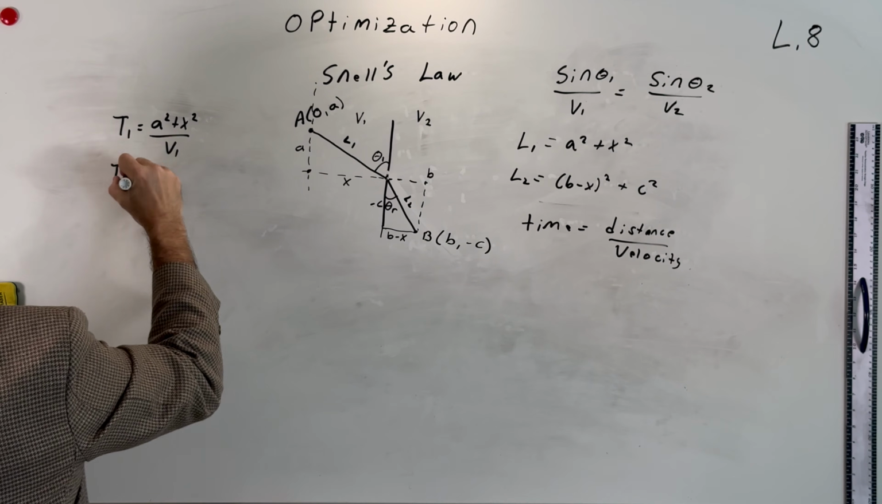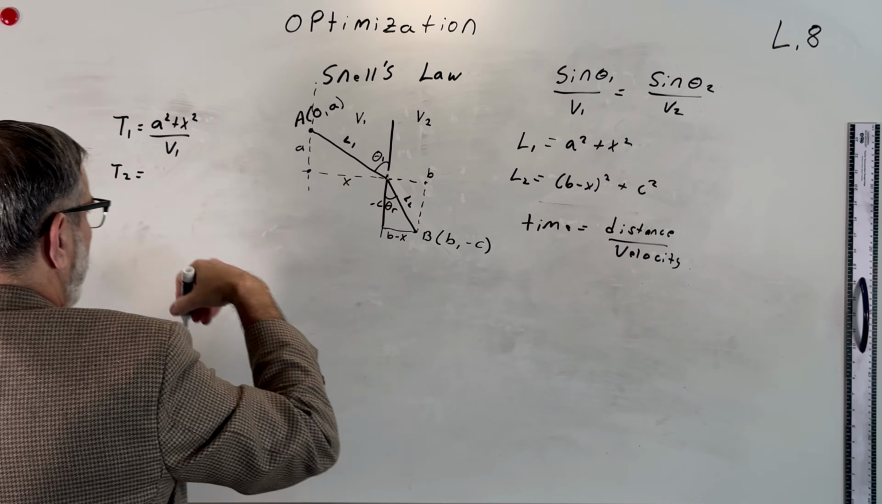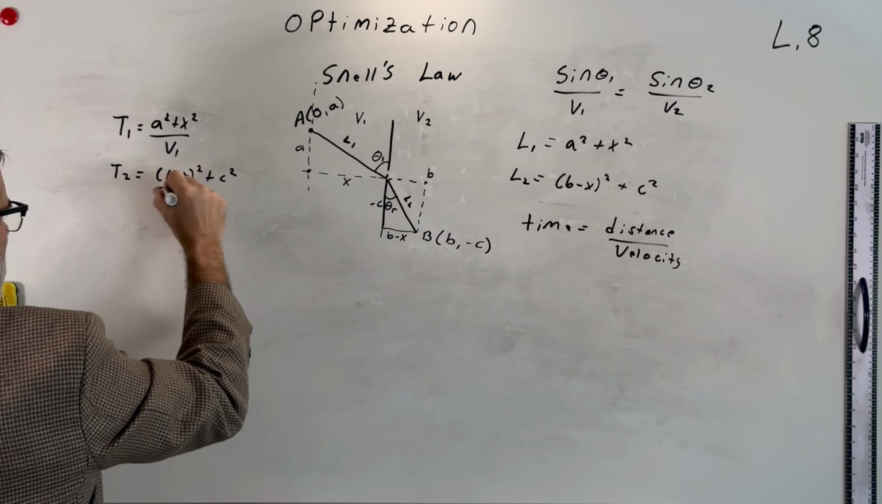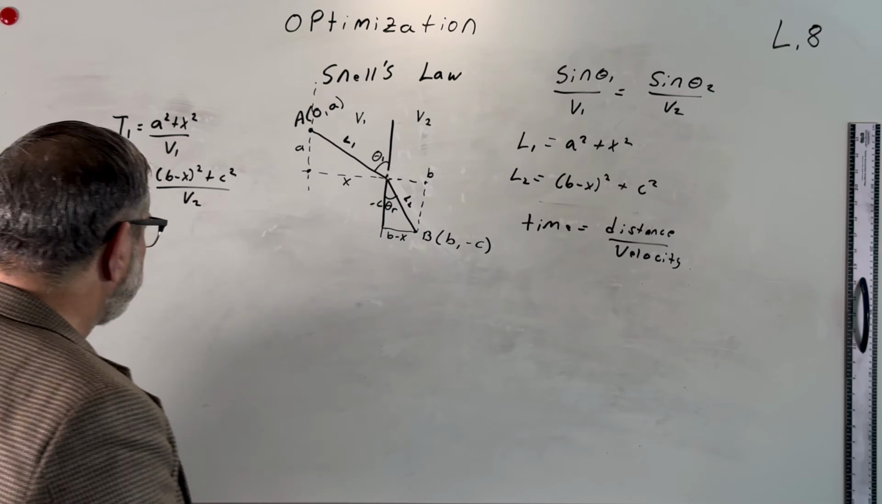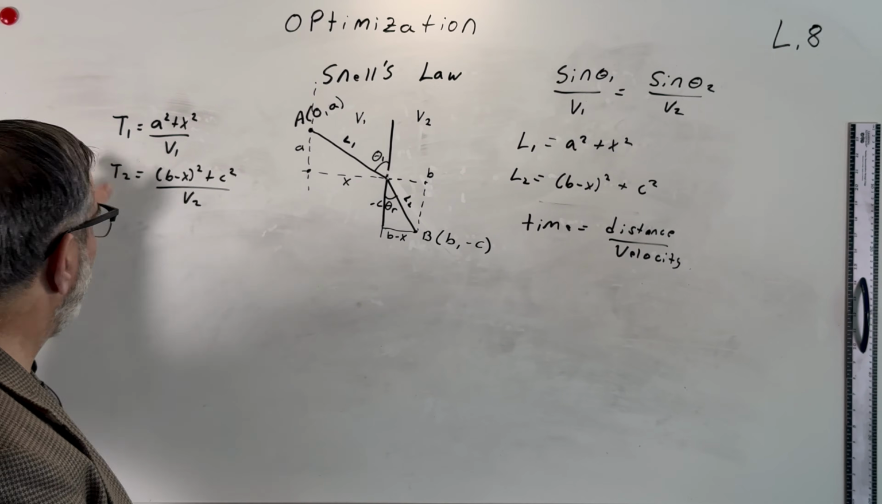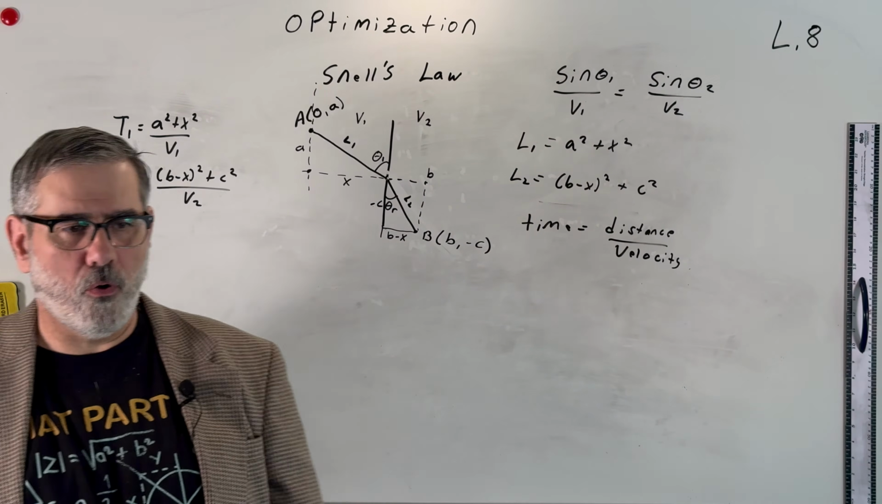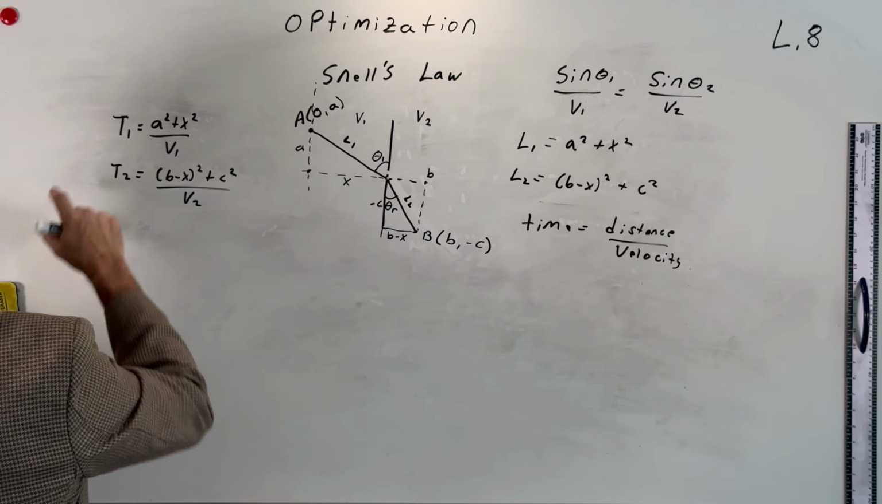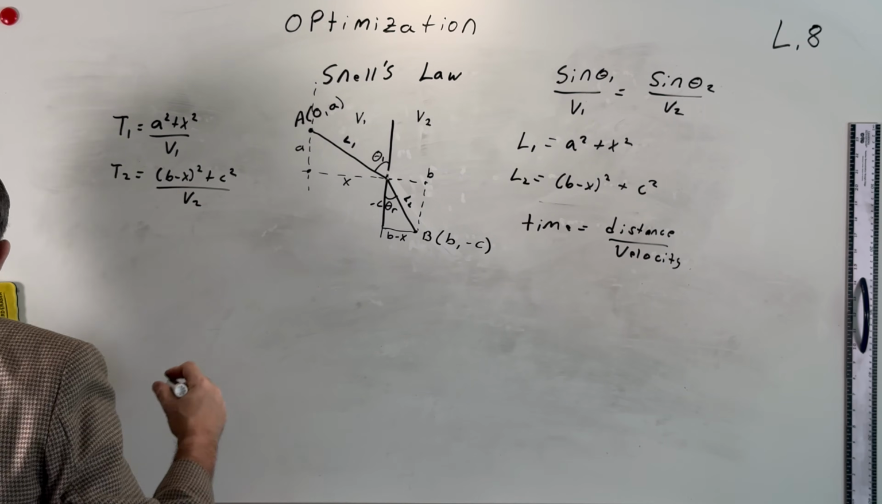And T2, this arm here in the second material, is the square root of b minus x squared plus c squared, divided by V2. And the total time is T1 plus T2. And we want to minimize the total time. But those are two separate terms, and so I'm going to choose to do them separately when differentiating them.